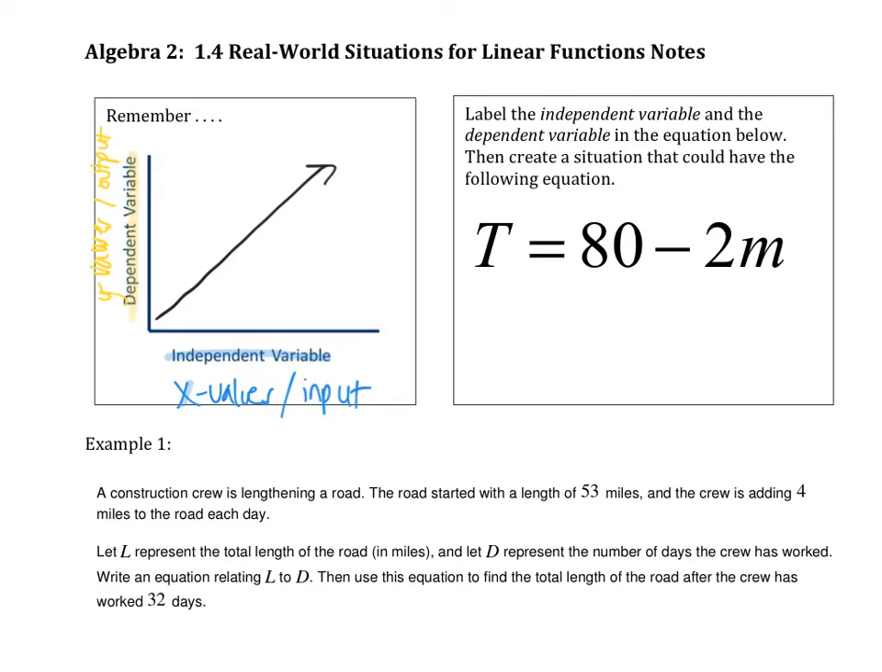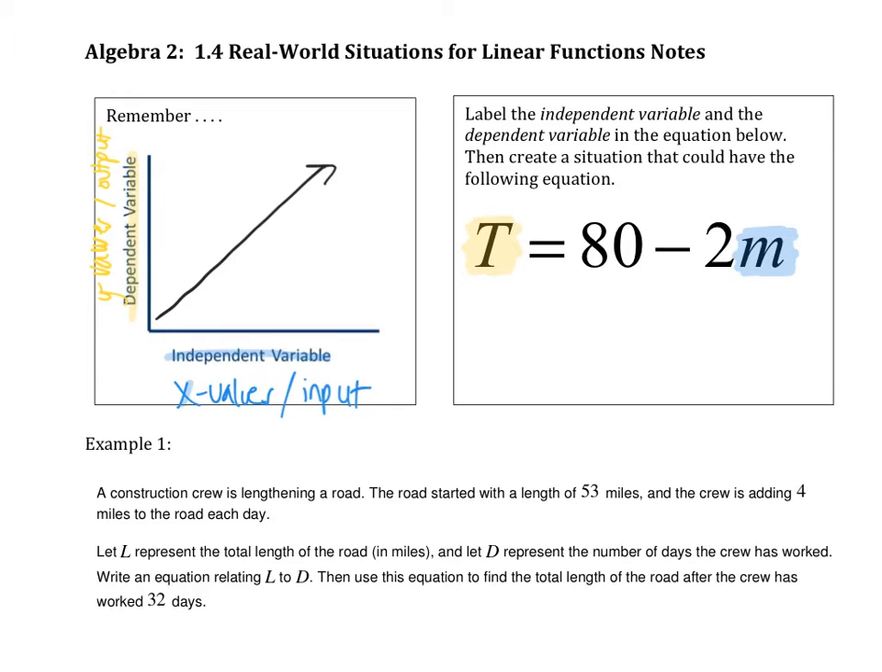So when you're looking at an equation like this, t equals 80 minus 2m, you will find that the input of this equation, or the independent variable of this equation, is the variable m, because that's what you're going to be inputting values in to get the result of this equation, which in this case would be t. So the variables that we're using are t and m.